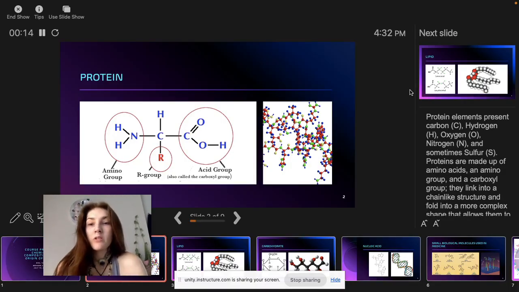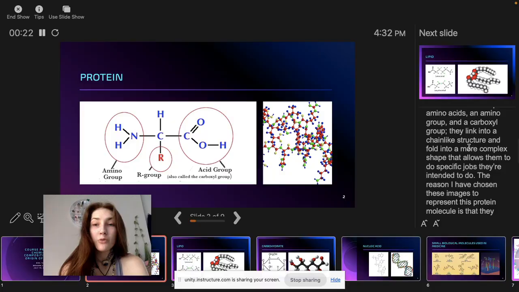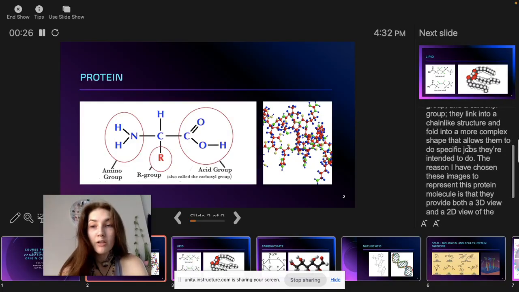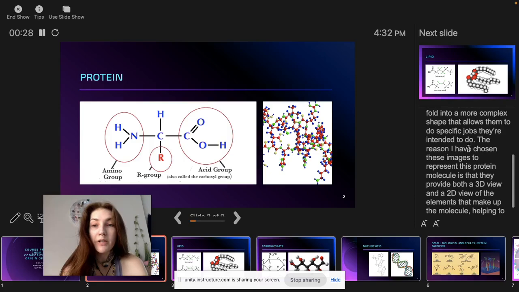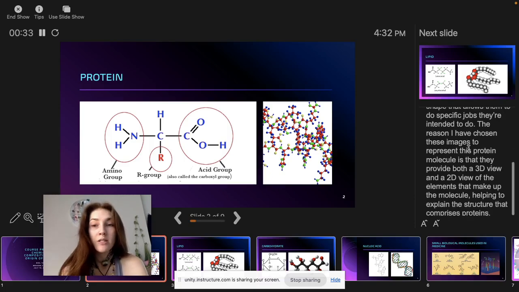Proteins' elements represent carbon, hydrogen, oxygen, nitrogen, and sometimes sulfur. Proteins are made up of amino acids, an amino group, and a carboxyl group. They link into a chain-like structure and fold into a more complex shape that allows them to do the specific jobs they're intended to do. The reason I have chosen these images to represent the protein molecule is that they provide both a 3D view and a 2D view of the elements that make up the molecule, helping to explain the structure that comprises proteins.